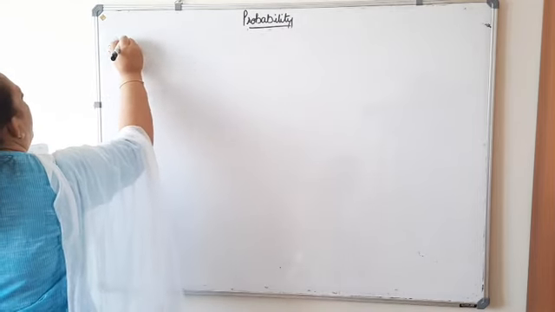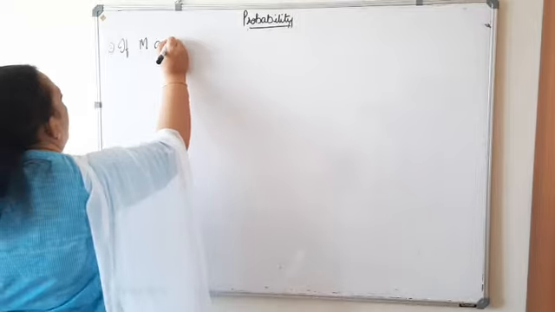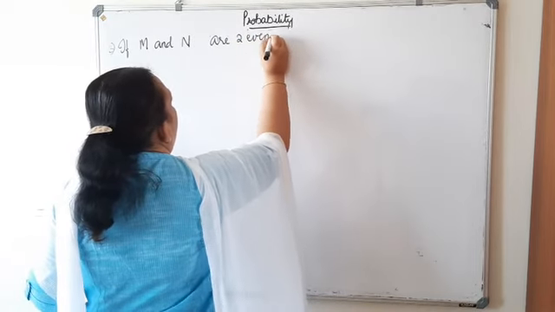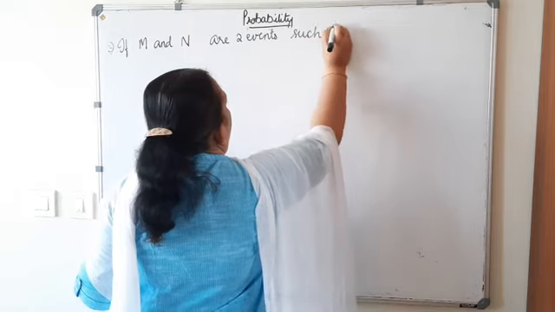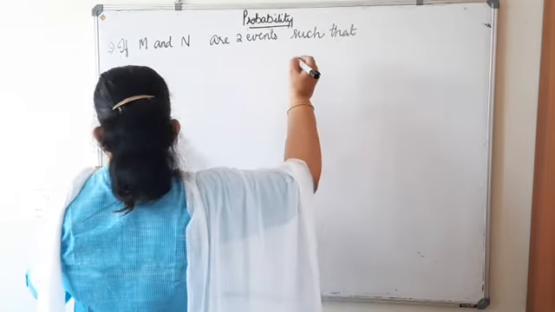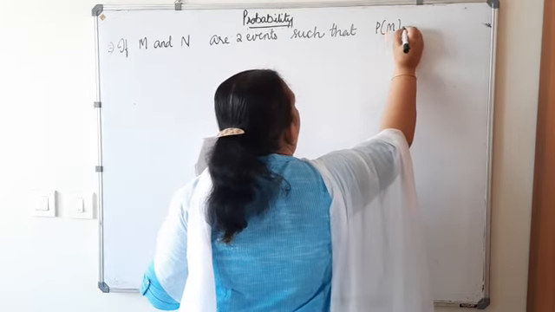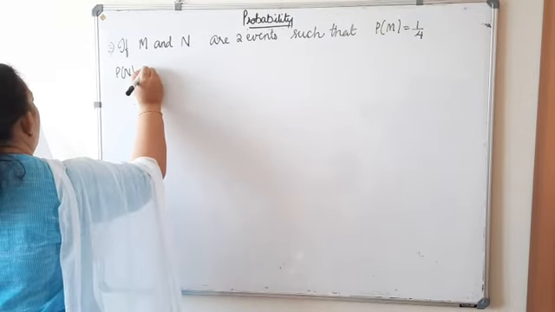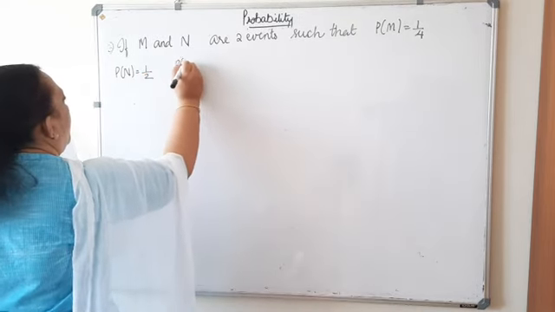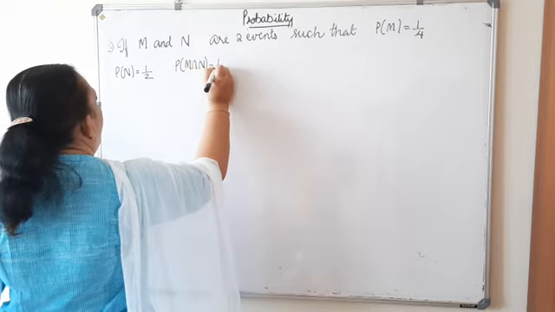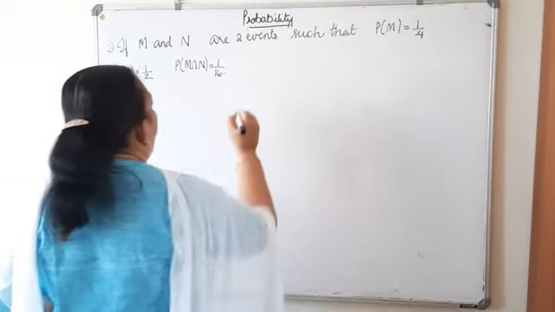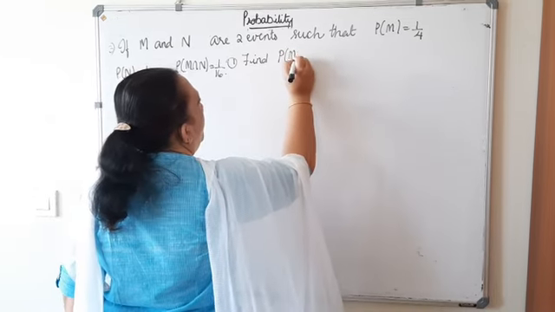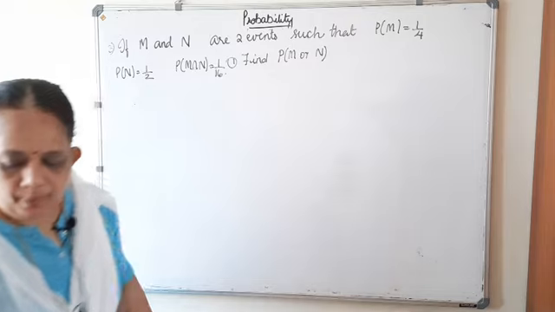If M and N are two events such that P of M is equal to 1 by 4, P of N is equal to 1 by 2, P of M intersection N is equal to 1 by 16. Find, first question, find P of M or N.